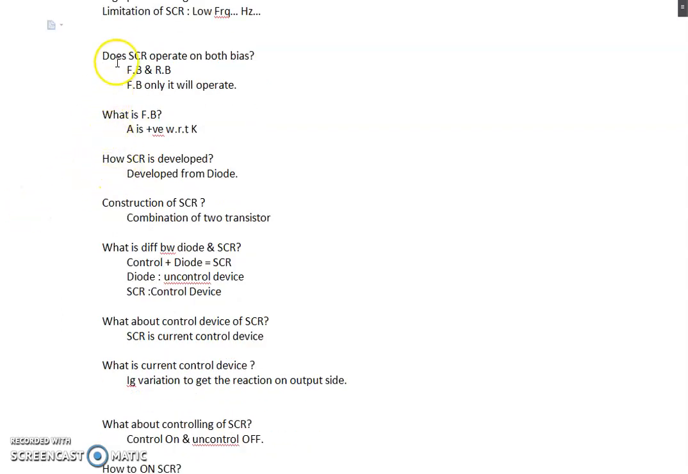Okay, let's go ahead. Does the SCR operate on both biases? No. What are the biases? Forward bias and reverse bias. It will operate only in forward bias. It will not operate in reverse bias, because it is developed from the diode only. Diode means it conducts in only one direction, the forward direction.